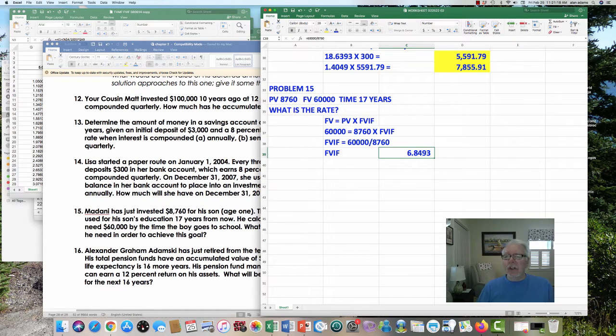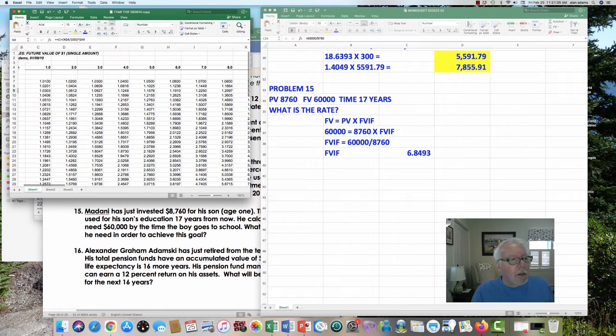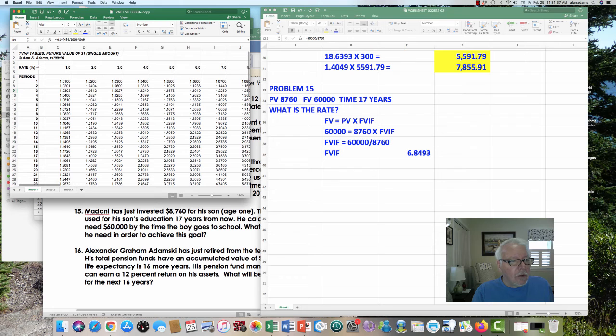Very good. That is going to lead us, once we open table number 1, to the missing number. We know that that 6.8493 is a combination of a rate and time. You've got to know one to find the other. In this case, I've told you, it's 17 years. Okay, go to table number 1. Go to 17 years.